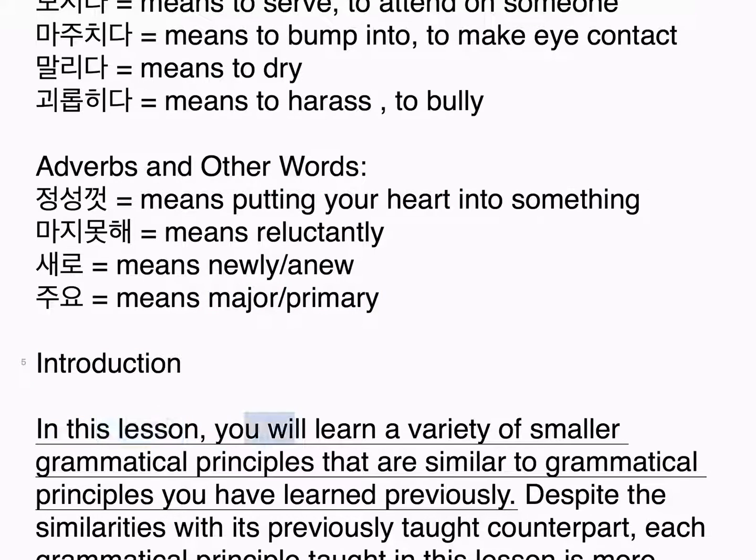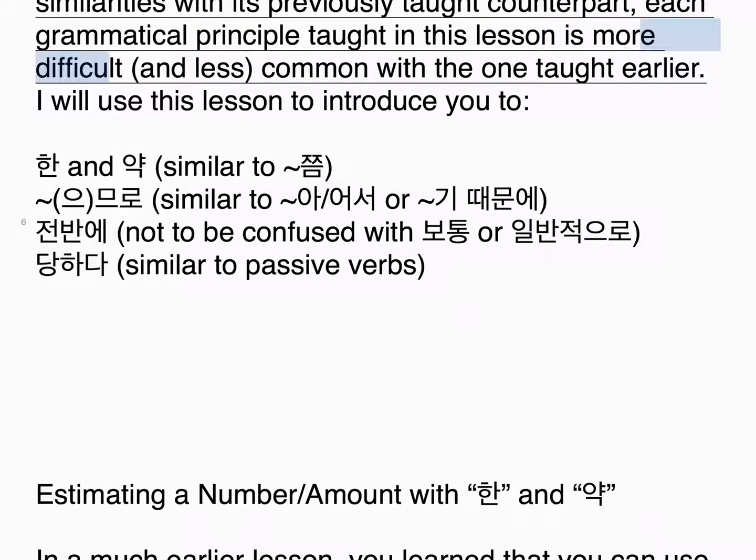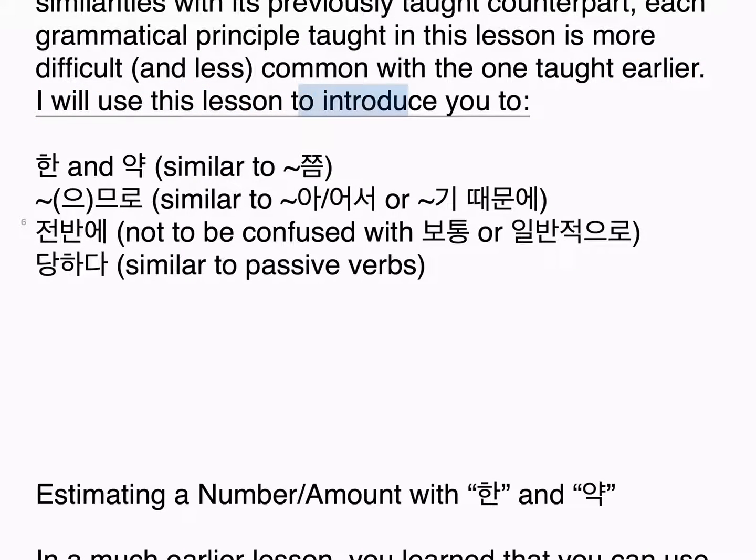Introduction. In this lesson, you will learn a variety of smaller grammatical principles that are similar to grammatical principles you have learned previously. Despite the similarities with its previously taught counterpart, each grammatical principle taught in this lesson is more difficult and less common than the one taught earlier. I will use this lesson to introduce you to 한, 약, similar to 쯤, 으므로, similar to 어서 or 기 때문에, 전반에, not to be confused with 보통 or 일반적으로, and 당하다, similar to passive verbs.